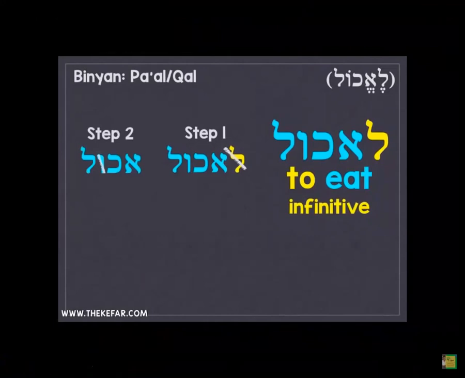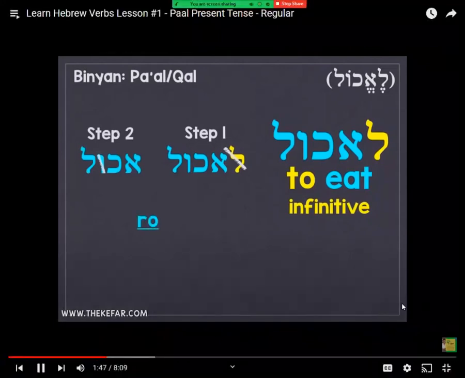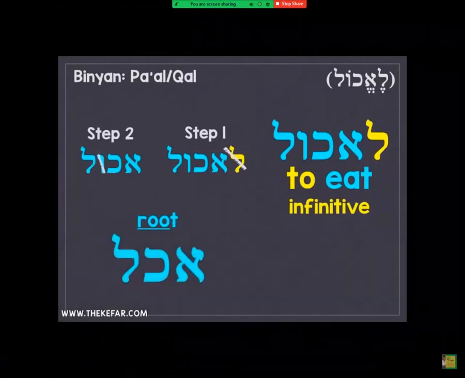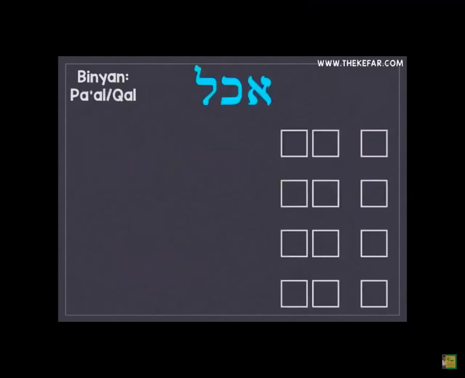So once we got rid of that initial lamed, and then we get rid of that second to last letter, the root of our verb is achal. So le'echol is to eat, and then the root is achal. And we get the vowel pattern from the binyan. So the type of verb that this is, it's a pa'al verb, and you hear that a vowel pattern. And so the root also adopts that vowel pattern. So it's achal, just like the binyan pa'al. Okay, so now we're going to use our root to help us conjugate this verb so that we can use it in the present tense.